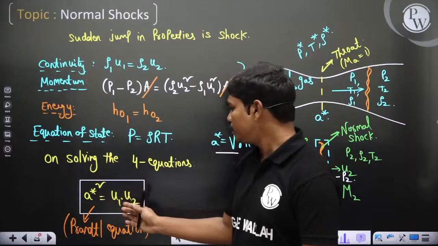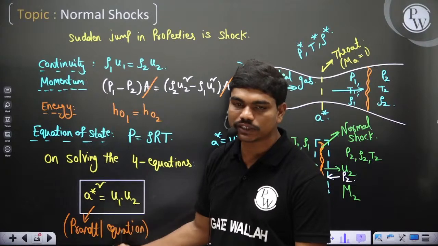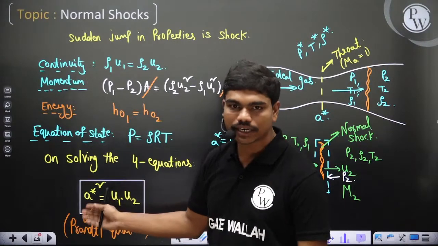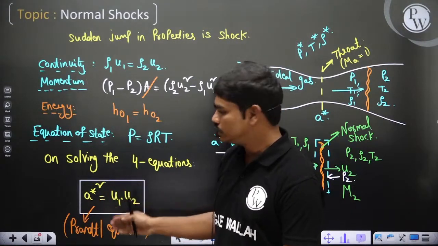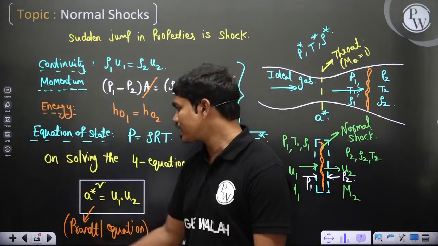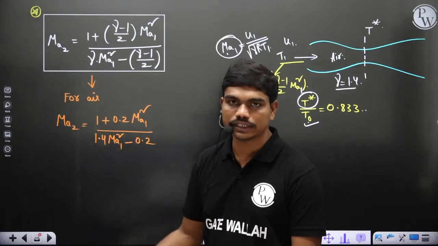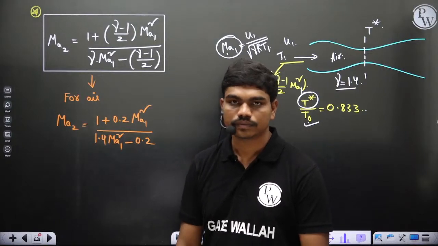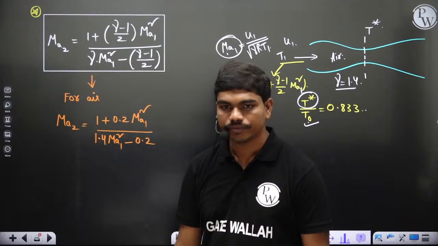And from this relation, you can get U2 easily, because U1 is known. You can calculate T star, so A star is known. So A star square is equal to U1 into U2, which you can calculate. Once you get U2, you can calculate P2, T2, all these things. Fine.